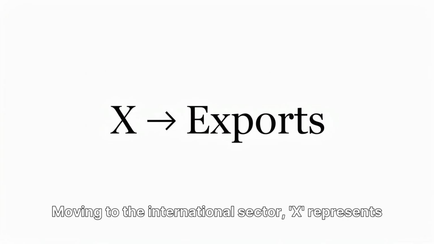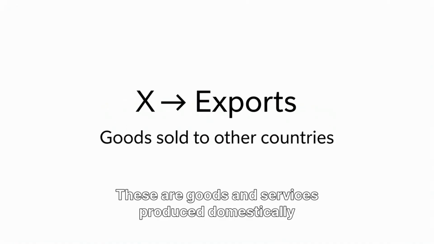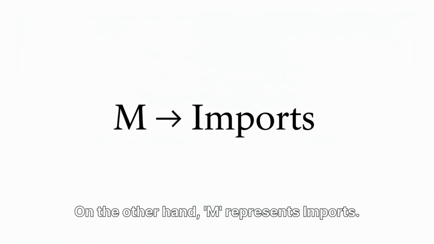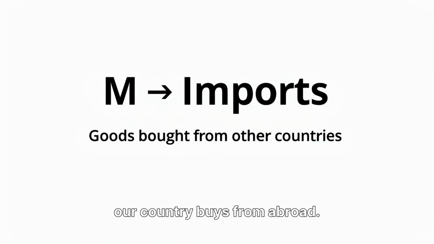Moving to the international sector, X represents exports. These are goods and services produced domestically but sold to other countries. On the other hand, M represents imports. These are the goods and services that our country buys from abroad.